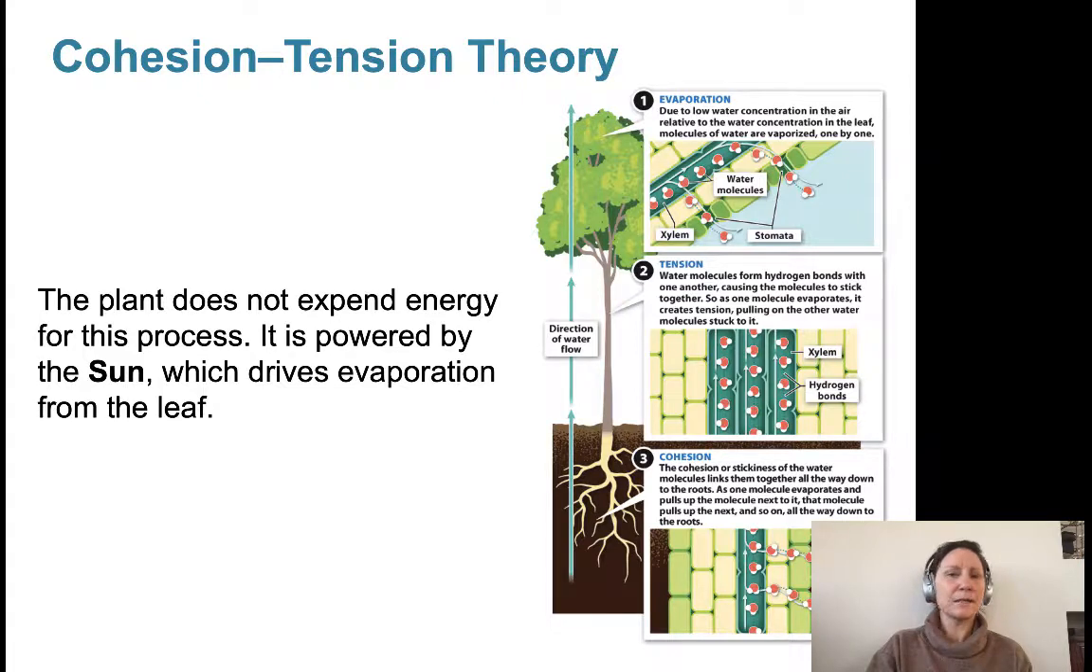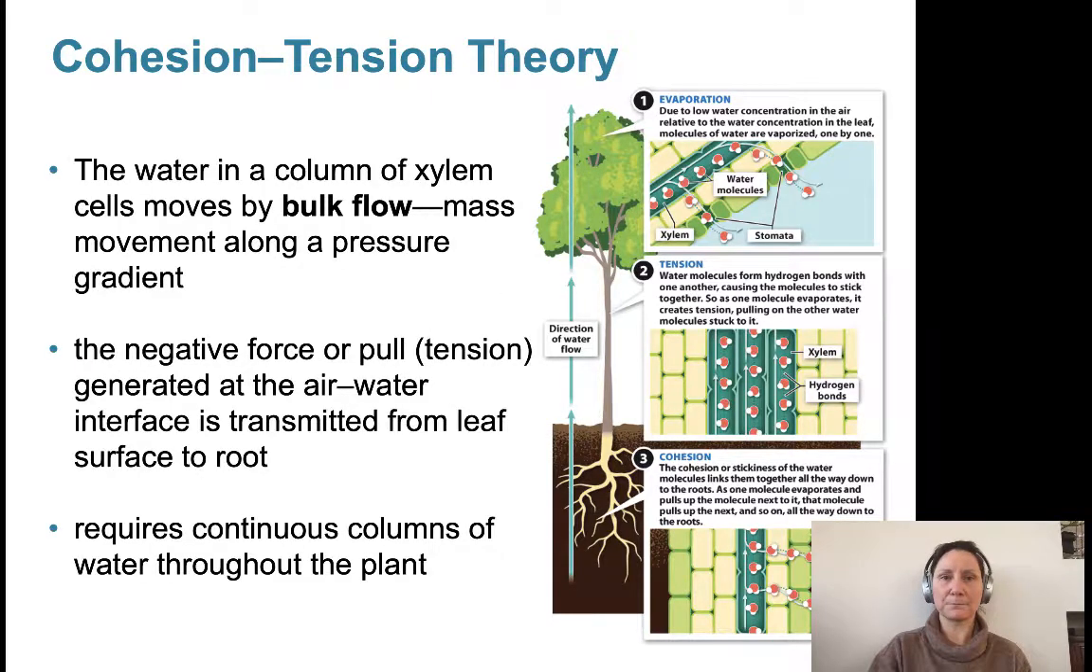Okay, but most of this actually is not a result of expending any energy by the plant, right? So this is all driven by the sun, which is driving the evaporation from the leaf. So water in a column of xylem cells moves by bulk flow. So this is mass movement along a pressure gradient. So it's just a simple pressure gradient. So the negative force or pull generated at the air-water interface is transmitted from leaf surface to root.